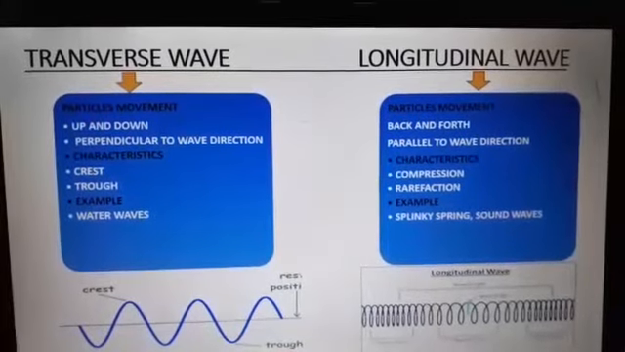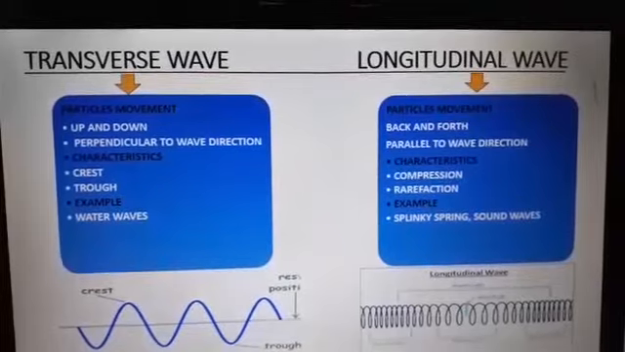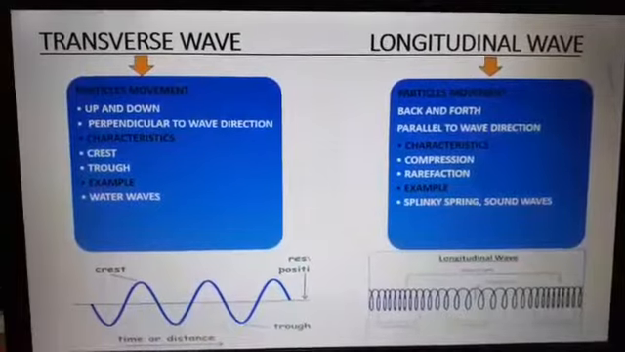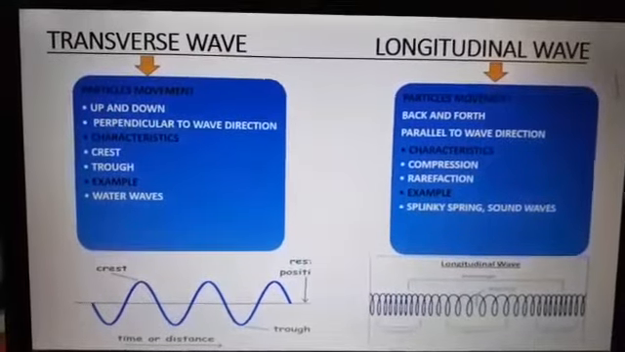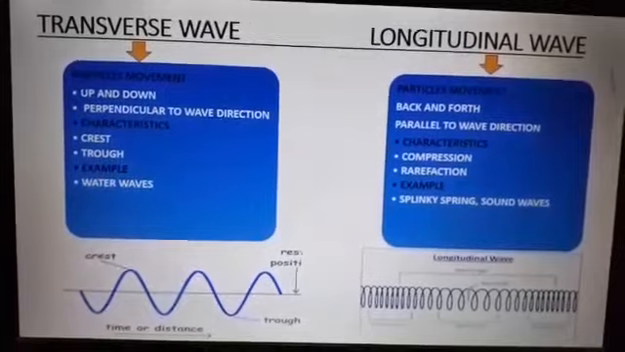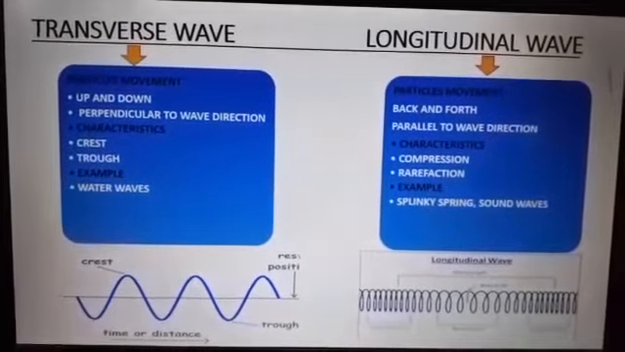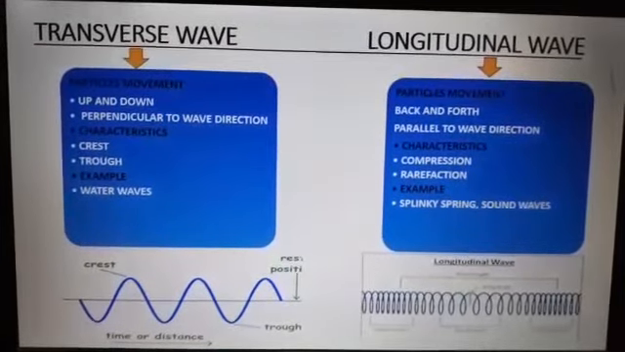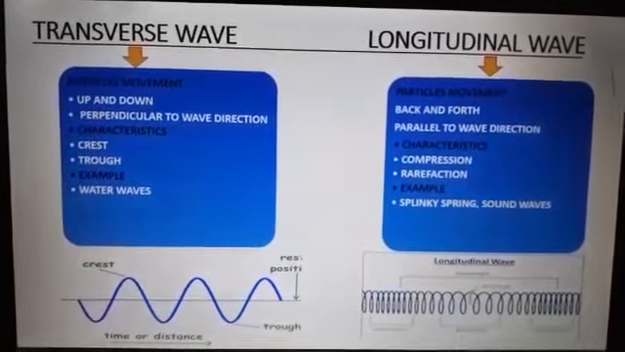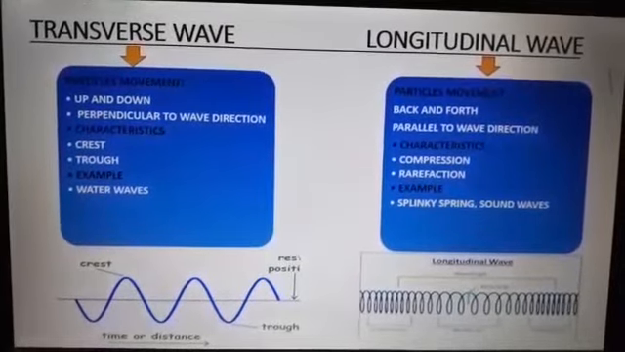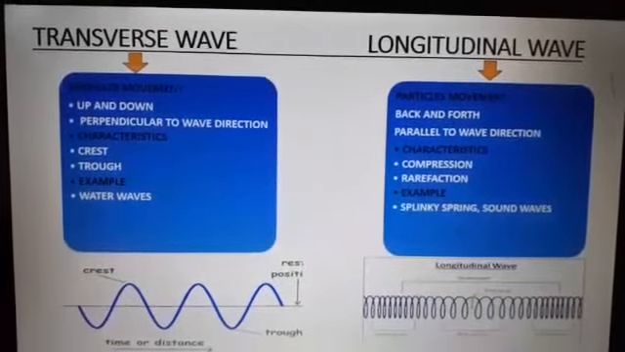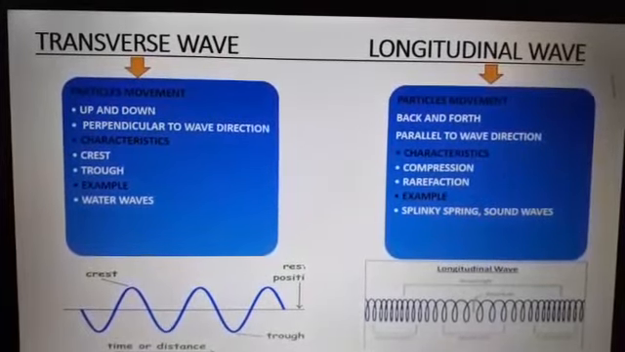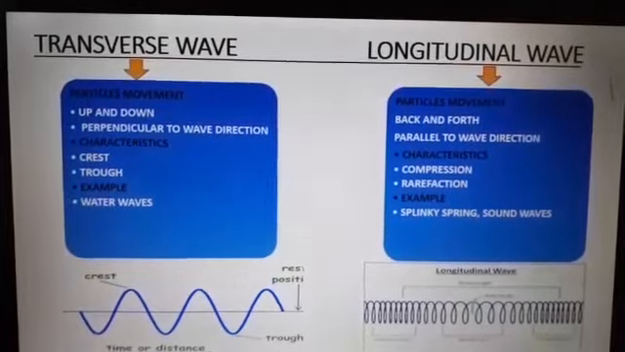Then comes the types of waves. The first one is the transverse wave and the second one is the longitudinal wave. First of all, we will look at the definitions. Transverse wave: a wave in which the particle movement is up and down, perpendicular to the direction of the wave. Longitudinal wave: a wave in which the particle movement is back and forth but parallel to the direction of the wave.